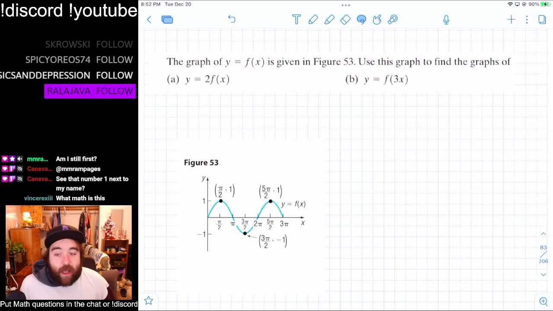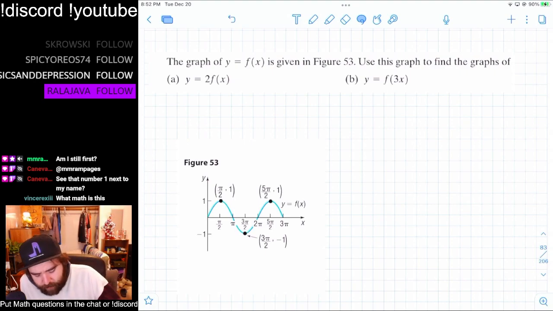Because here, if we don't have the equation, if we just have a graph, and we want to transform the graph. So you see here, they give us the graph of f of x, and they want us to find these two other graphs. So I'll just try to do it right on that picture. And let's just think about what these are doing.